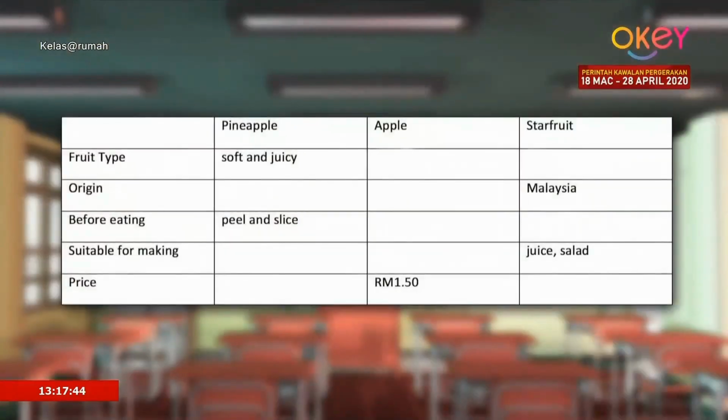For example, let's look at Paper 2, Section B in 2014. The top columns state the types of fruit: pineapple, apple, and starfruit. Meanwhile, the rows stated information required from pupils: fruit type, origin, before eating, suitable for making, and price.